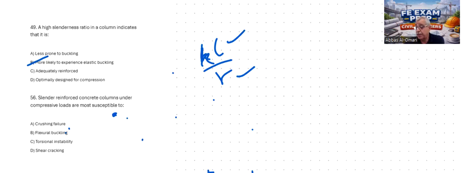Now, slender reinforced concrete columns under compressive loads are most susceptible to. Again, slender means its KL over R is high. The options are crushing failure, flexural buckling, torsional instability, shear cracking. Since it is slender, that means high KL over R, so we look for buckling. So it is subject to failure by flexural buckling. So next question.